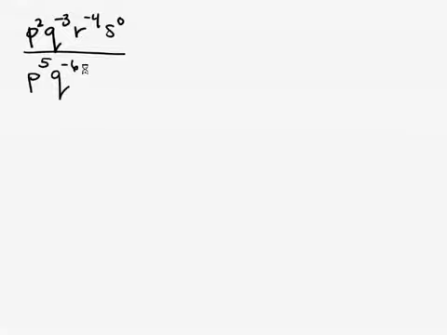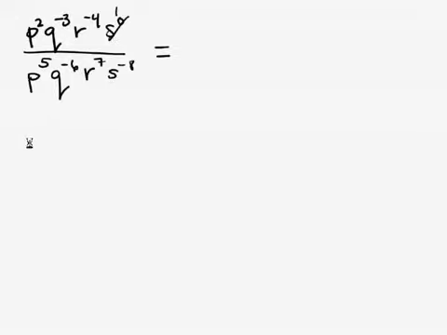How about p squared times q to the negative 3 times r to the negative 4 times s to the 0 power, all over p to the 5th times q to the negative 6th times r to the 7th times s to the negative 8. Okay, well, this is a relatively easy problem. One thing I notice here is that s to the 0 is just 1. Anything to the 0 power is always 1.